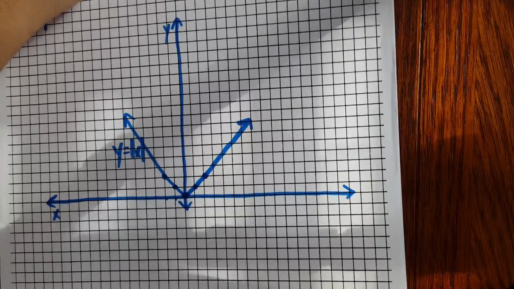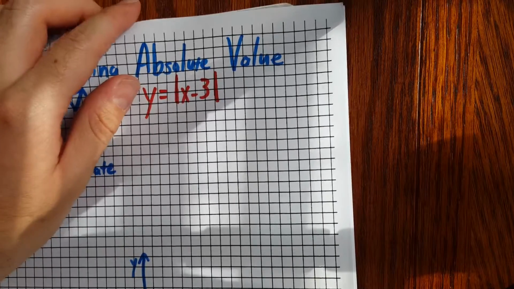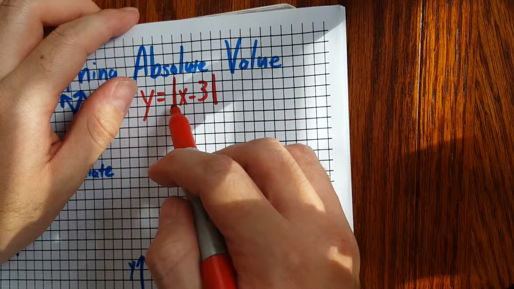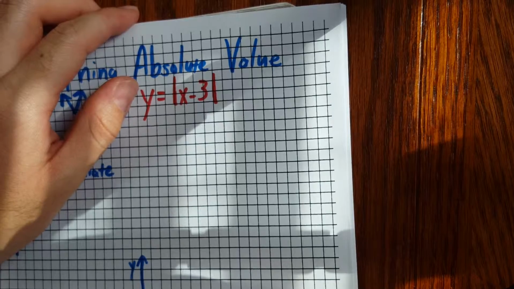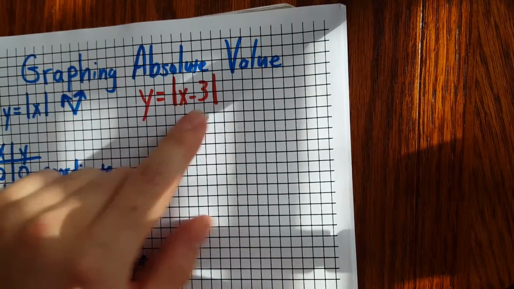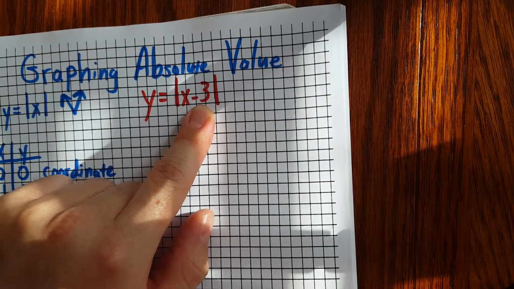Okay, let's talk about the next one on the same exact graph. How is this one going to be different? Well, the graph of y equals the absolute value of x minus 3 is almost identical to this right here. The only difference is this minus 3. So, a couple of tricks with this.